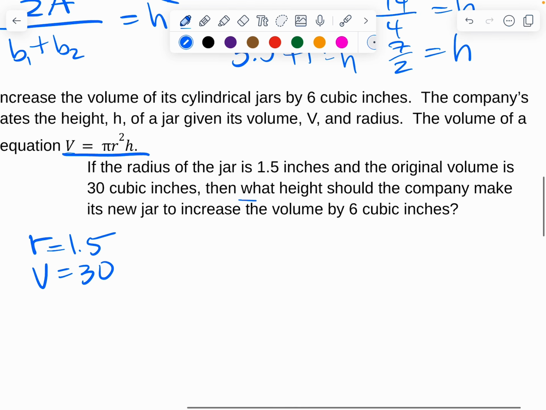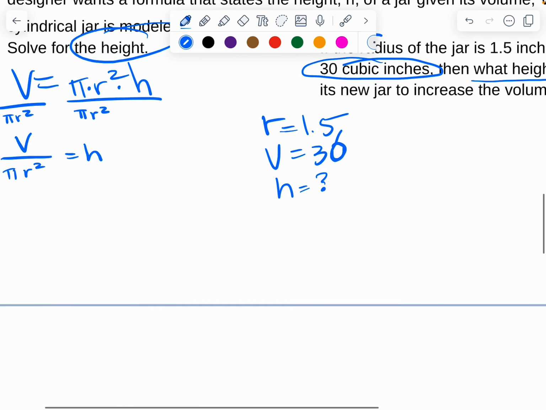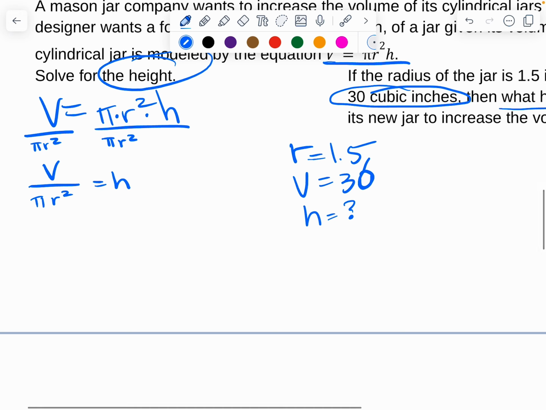So what height? They want to change it from being 30 cubic inches. They want to increase it by 6 cubic inches. So we want to make this 36. So we need to know what the height is. Okay, so we're going to take the volume, which is 36, divided by pi r squared, and that'll get me my height.